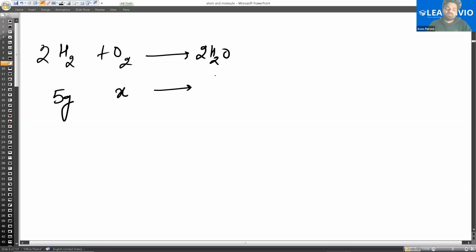So 40 grams. Very good. It will be 40 grams. Why 40 grams?